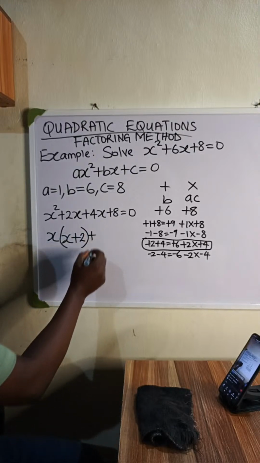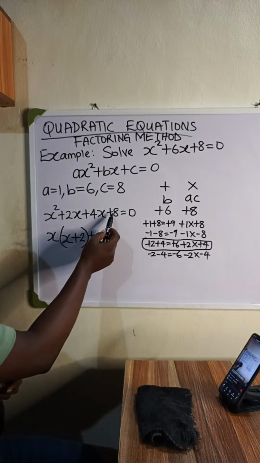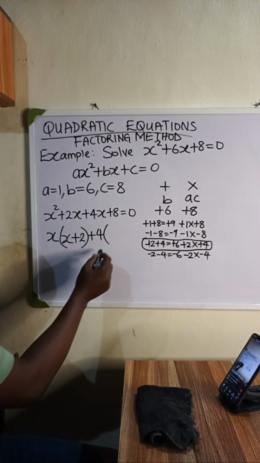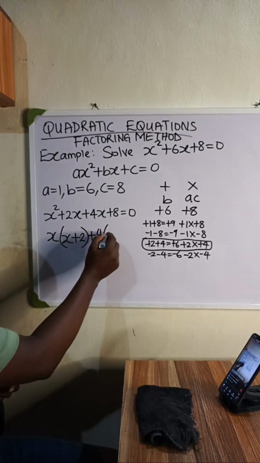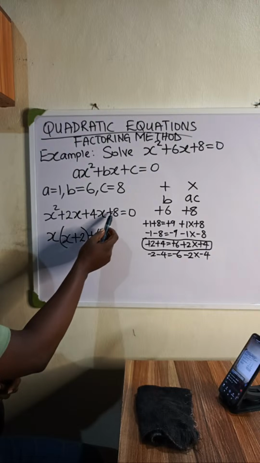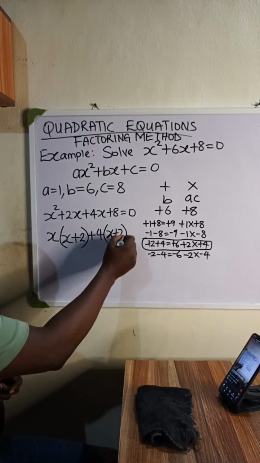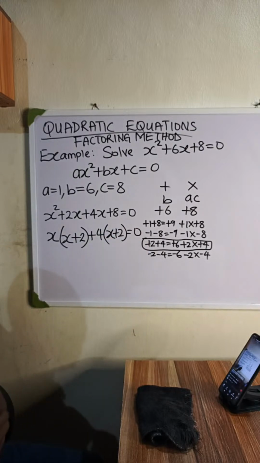Plus 4x and plus 8, what is common is 4. 4x divided by 4 will give you x, plus 8 divided by plus 4 is equal to plus 2, is equal to 0. Hope you guys are following.